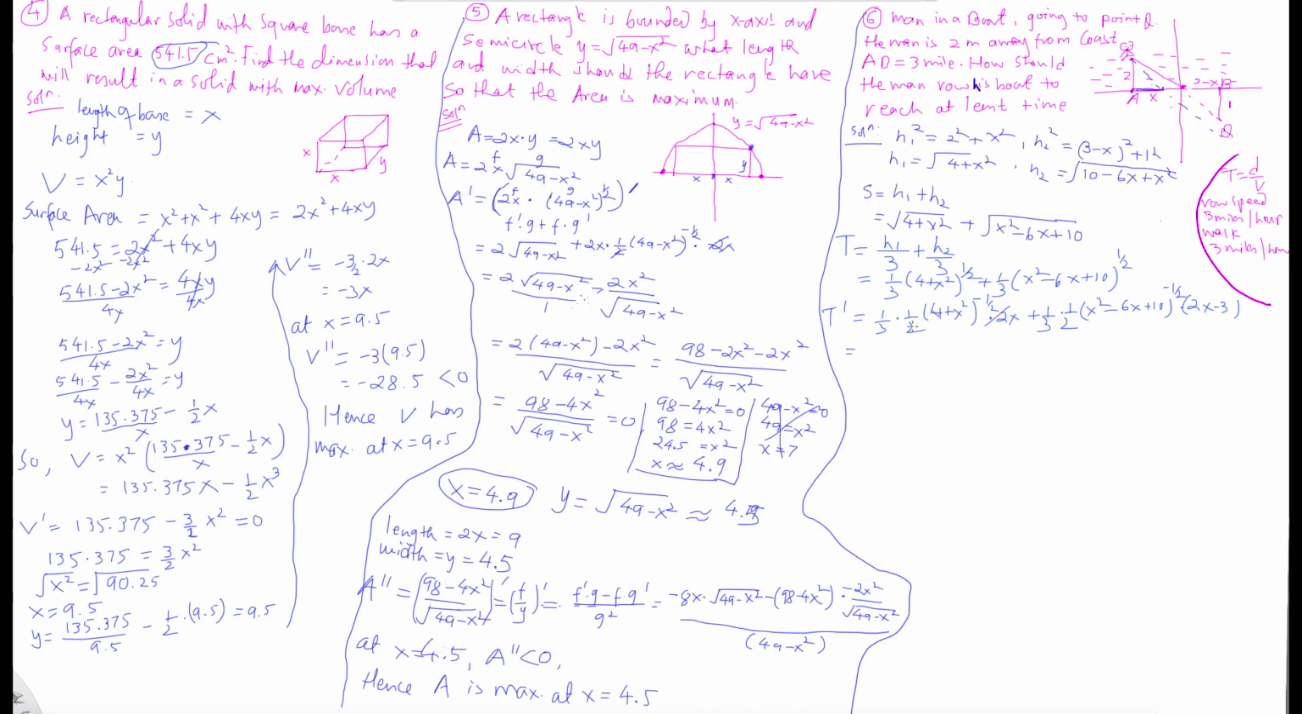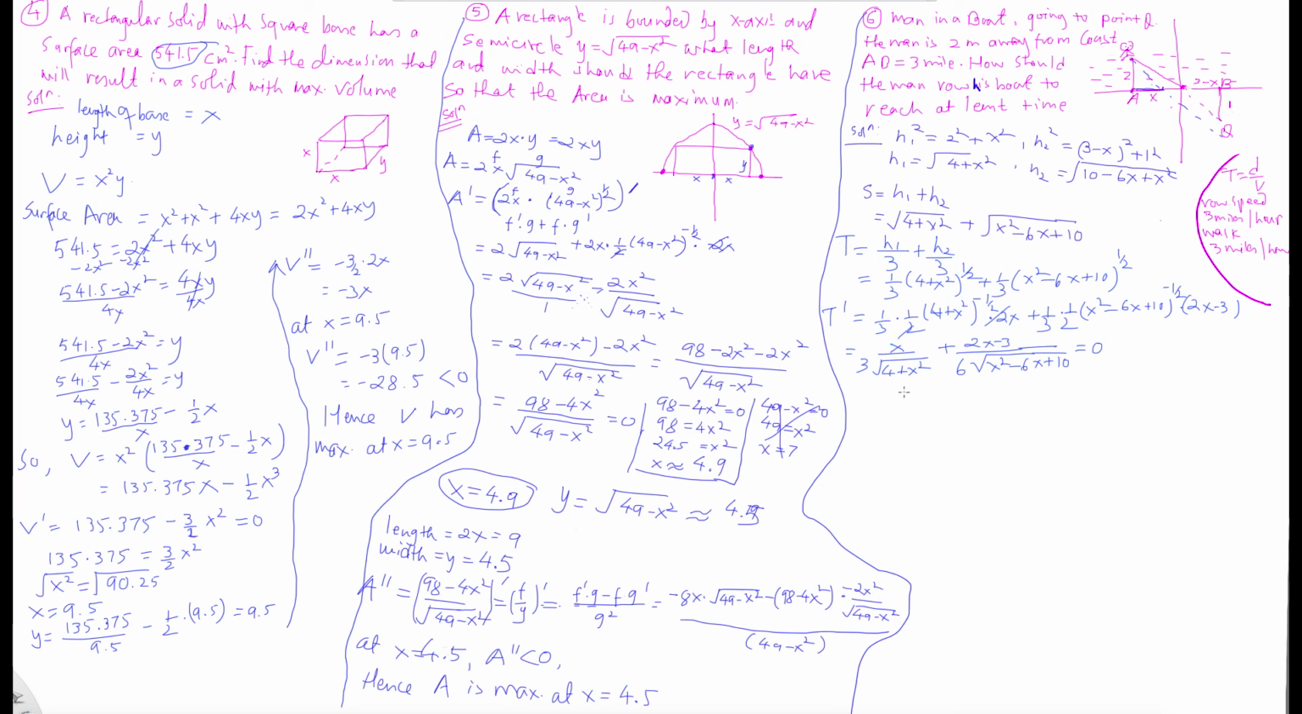That 2 and 2 will cancel out, right? So you will get basically x over 3 root under 4 plus x squared, plus (2x minus 3) over 6 square root of x squared minus 6x plus 10, and then you set that equal to 0, because the first derivative equals 0.